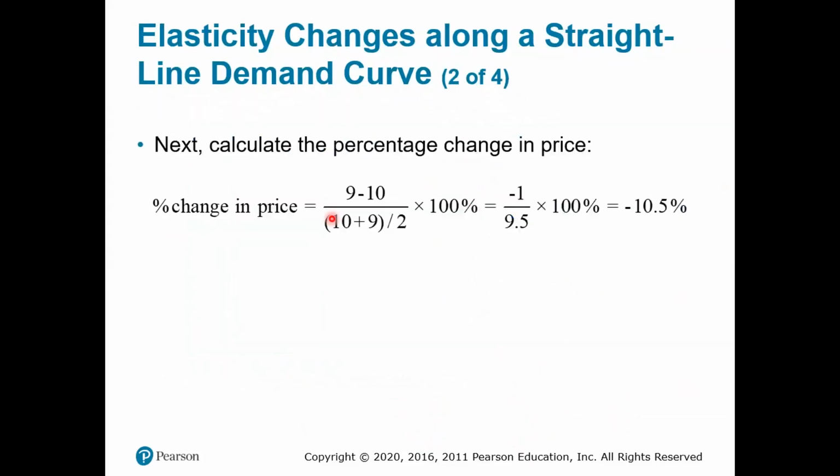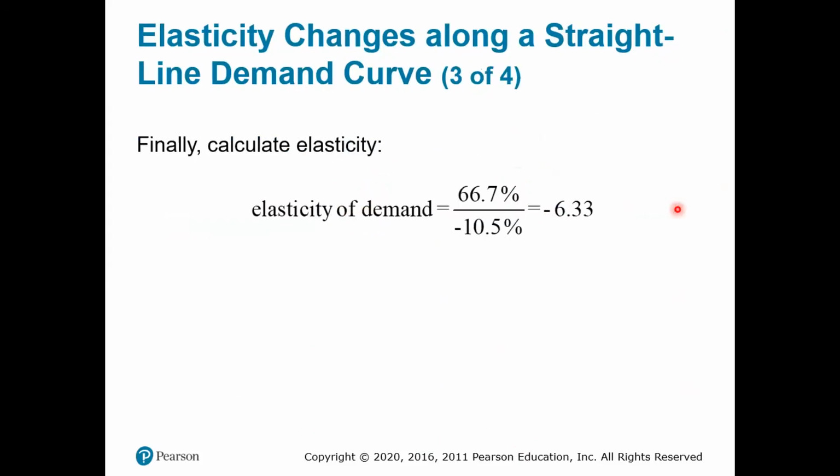Then we move on to price. P2 is 9. P1 is 10. 9 minus 10 is -1. There's our negative sign that we need. Remember, if you do the math and you don't get a negative sign, something's wrong. 10 plus 9 is 19. 19 divided by 2 is 9.5. This comes to -10.5%. And for the elasticity, 66.7% divided by 10.5% comes to -6.33.